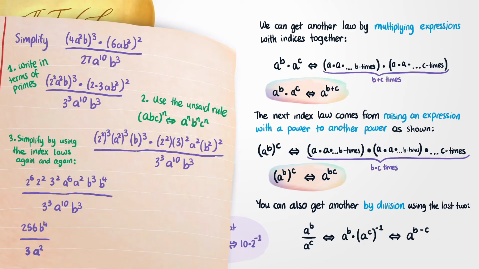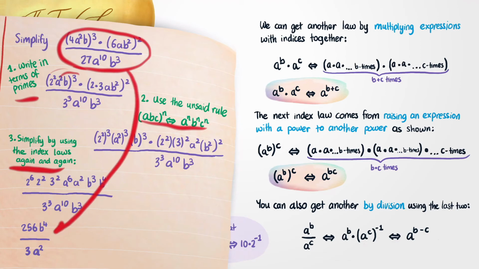Okay, so after completing all these steps, we started with this huge expression over here. We wrote it in terms of its primes. Then we used this rule over here to distribute out all the brackets. And then after that, we used the index laws a few times. And then we can show that this thing is the exact same thing as this much smaller expression over here.